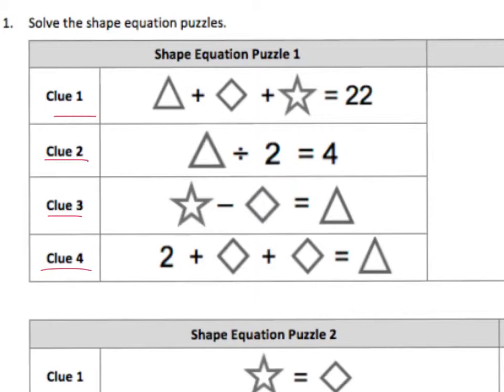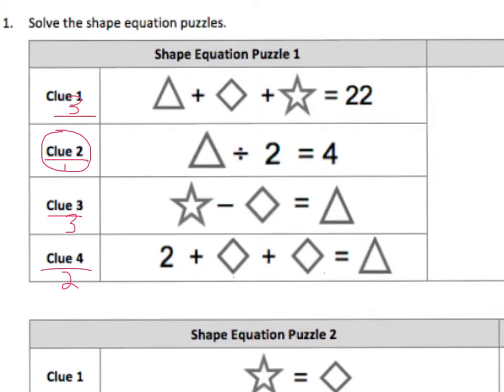Like in clue 1, I have 3 unknown things I have to deal with. I have a triangle, a diamond, and of course a star. In clue 2, I only have to deal with 1 unknown thing. Here again, I have 3 different ones. And here I have diamond, diamond, triangle, so I have basically 2 different things. Of course, the diamonds are the same thing. So if I'm looking at this objectively, I really want to start with clue 2. That is where I want to start.